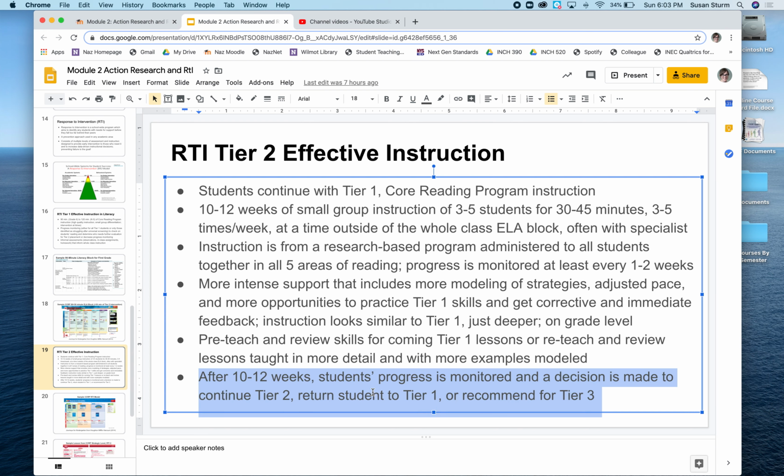After 10 to 12 weeks, the students get progress monitored again, and then a decision is made. If they have improved, if they have responded to that intervention, they might go back down, or they might continue in Tier 2, or they might be recommended for Tier 3 if they have not responded to that intervention. So this all connects back to that idea of kind of action research. So thinking about the strategies, the effective instruction that you can provide a student that may or may not be effective to them, checking in with your assessing to see if they have responded, and then making a plan from there.